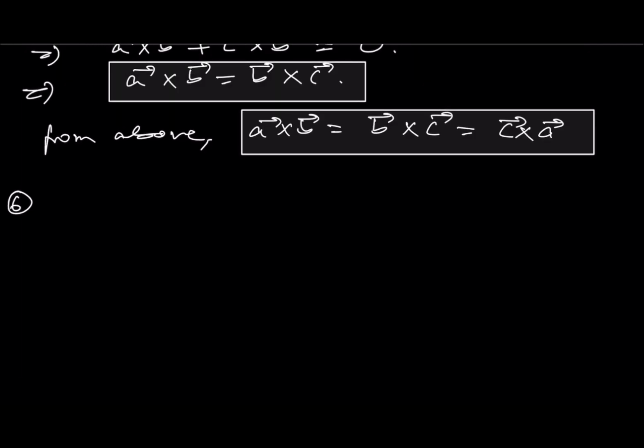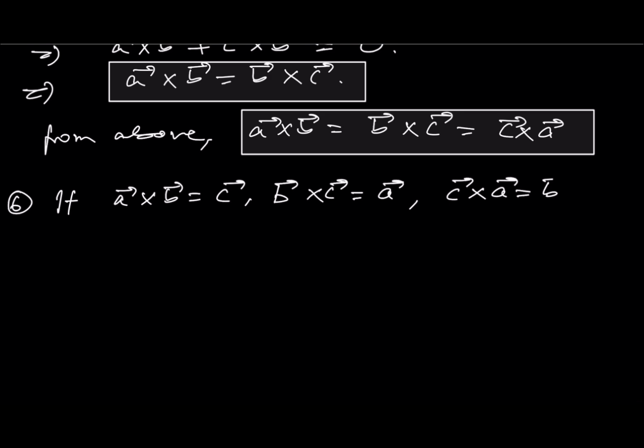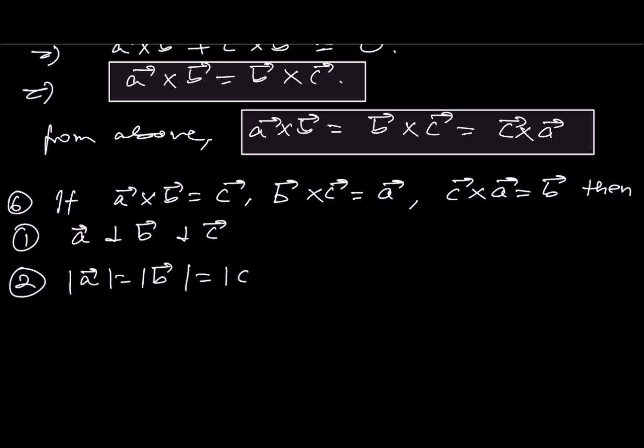Next, property number 6. If A cross B is equal to C, B cross C is equal to A, C cross A is equal to B, then the first part is A vector is perpendicular to B vector is perpendicular to C vector, and the second is mod A is equal to mod B is equal to mod C is equal to 1. Okay, so I have to prove these two parts.